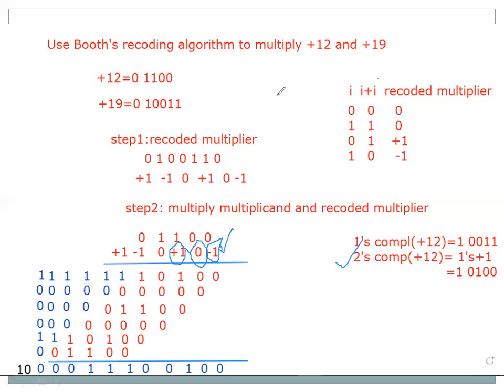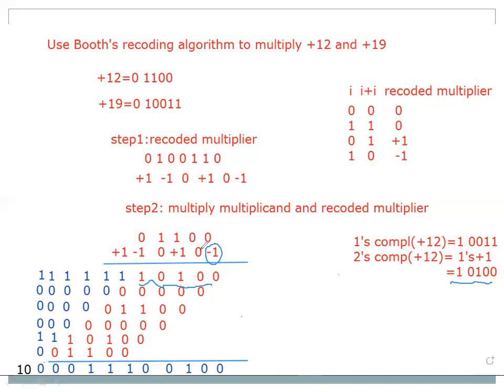Okay, let me see how. What about your first bit here? It is minus 1, the recorder multiplier. If the recorder multiplier is minus 1, you are going to use the 2's complement of the multiplicand. We know very well this is the value, which represents the 2's complement of the multiplicand. So you are going to write the 2's complement here. What is your 2's complement of multiplicand? It is 0, 0, 1, 0, 1.